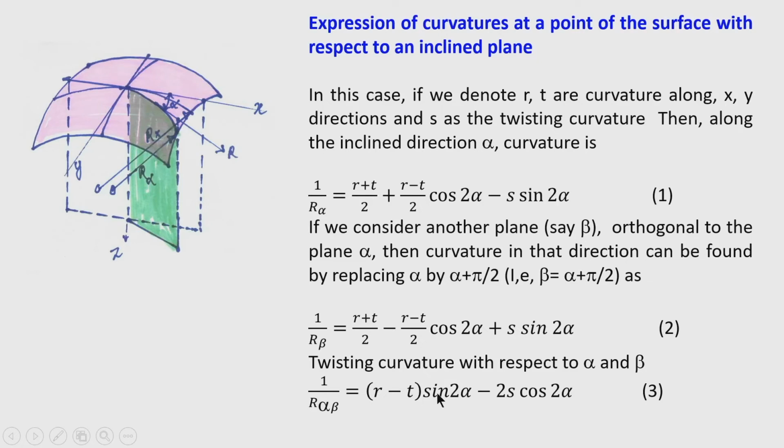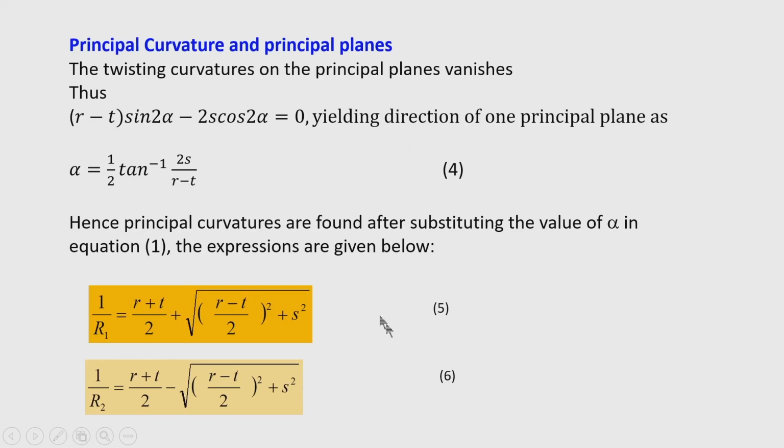So, r minus t sin 2 alpha minus 2 s cos 2 alpha equal to 0. If I solve this equation, then I will get tan 2 alpha equal to 2 s divided by r minus t. So, that is alpha is equal to half tan inverse 2 s divided by r minus t. So, alpha is the desired direction of the principal planes where there will be no twist curvature. This is analogous to the principal stresses that we have seen in the plane stress problem.